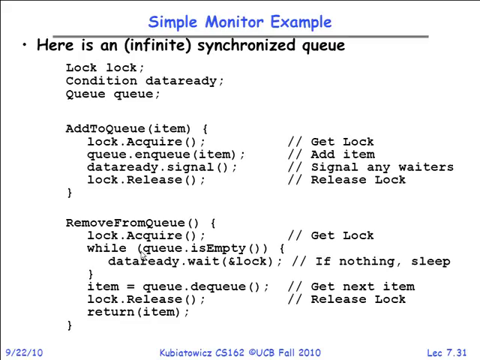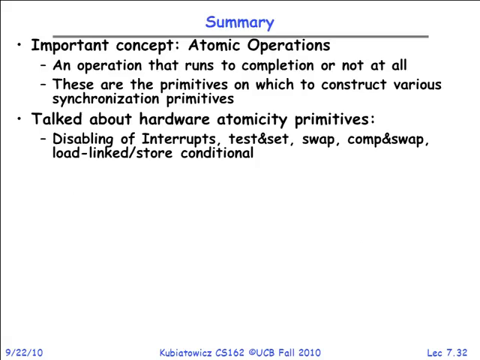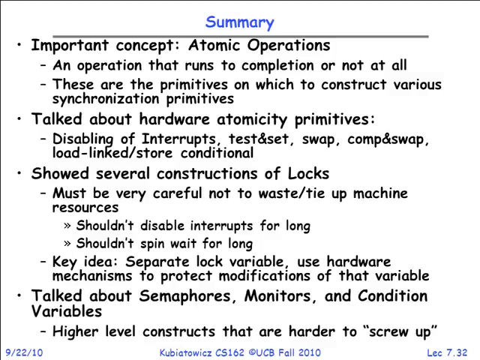Okay, so in conclusion, we talked about atomic operations, which is an operation that runs to completion or not at all. We talked about hardware atomicity primitives like test and set or swap, disabling of interrupts. We showed several ways to build locks. We talked about semaphores, and we started talking about monitors and condition variables.